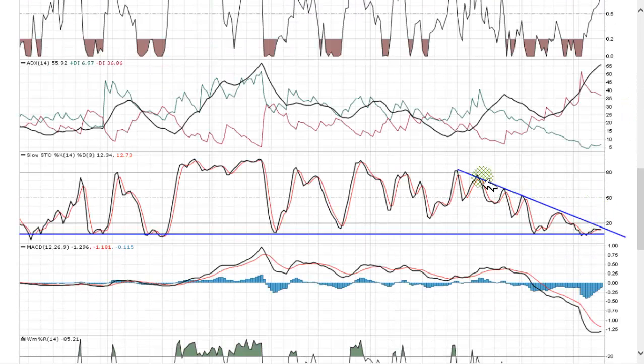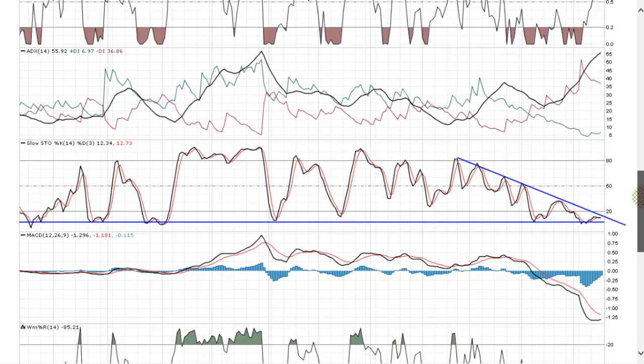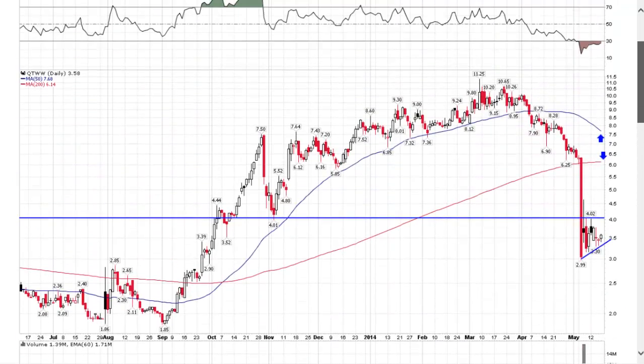Watch your slow stochastics in a tight pennant formation. This may be one where the indicators lead price performance. You see a breakout ahead of price action. You may want to take a little bit of a risk and nibble on some shares.